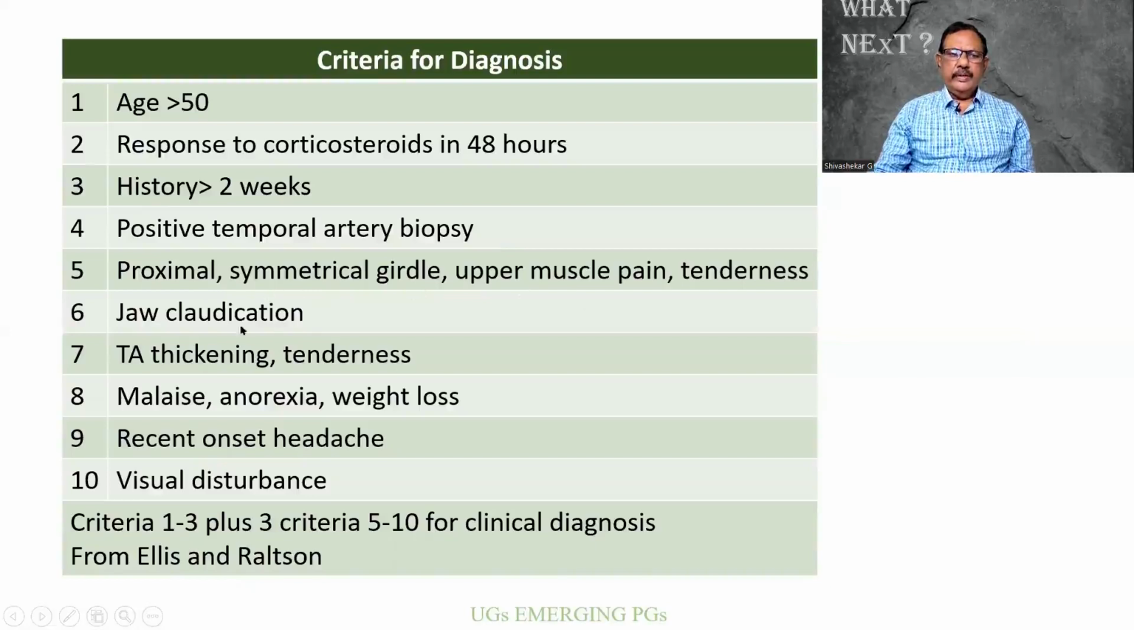Jaw claudication, temporal artery thickening and tenderness. Malaise, anorexia, weight loss. Headache, visual disturbances. And this is how we should read the criteria. This is from Ellis and Ralston.